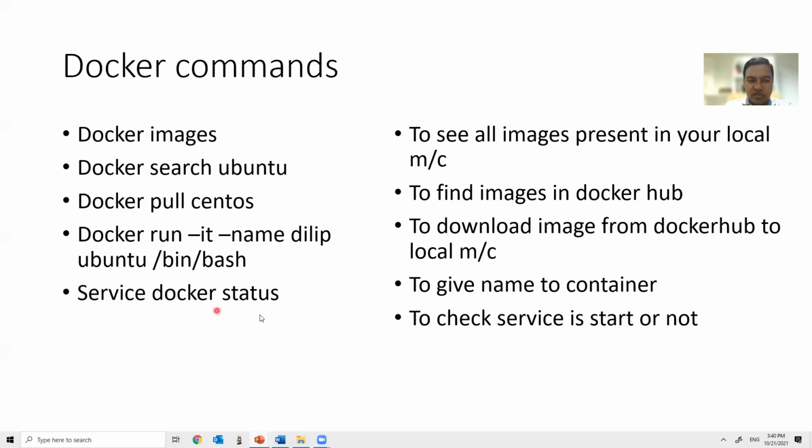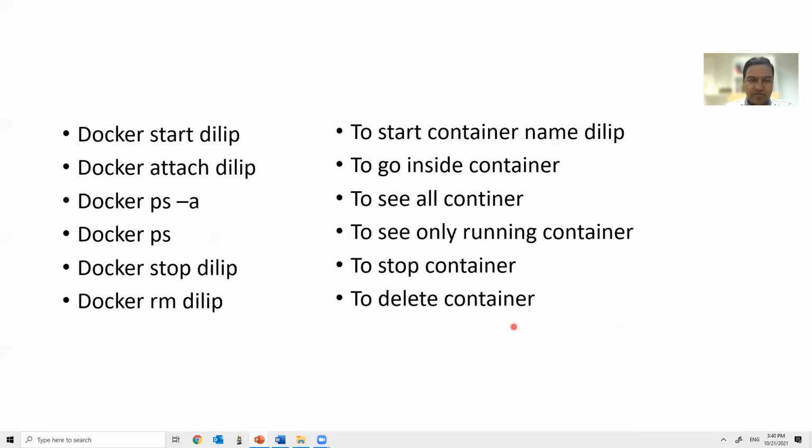Then with docker service status, you can see whether the service is started or not. If I have named it Dilip, then docker start will start the container with the name Dilip. Then attach takes you inside the container. Docker ps -a, very much like Linux ps, shows all the containers. Docker ps is only going to show the running containers. If you say docker stop with the name of the container, it is going to stop that particular container, Dilip. And if you say docker rm Dilip, it will delete the container with the name Dilip.